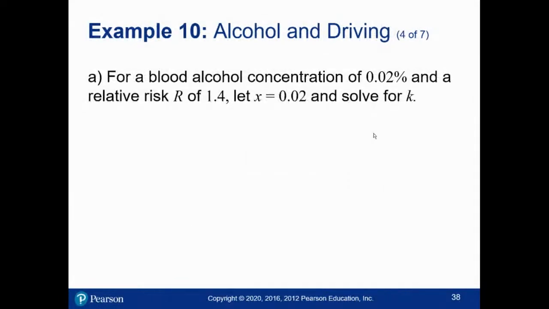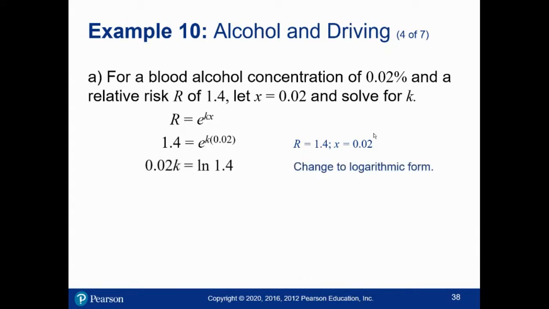So, let x be the blood alcohol concentration, accounting for the percentage sign. So you didn't have to let x be 0.0002. This is a minor thing. It wouldn't really change a lot of the rest of the problem, but we'll follow the book's computation. x is 0.02, and r is 1.4.